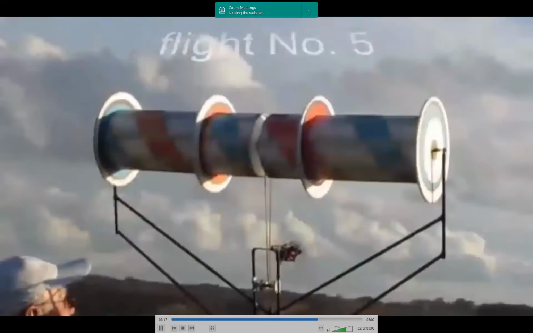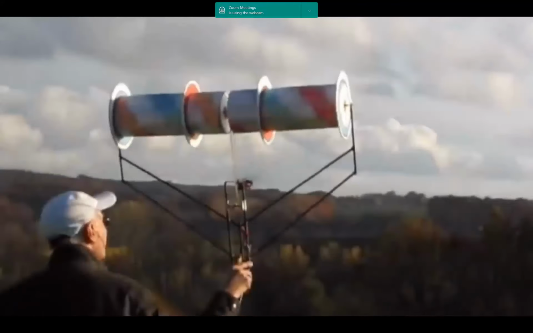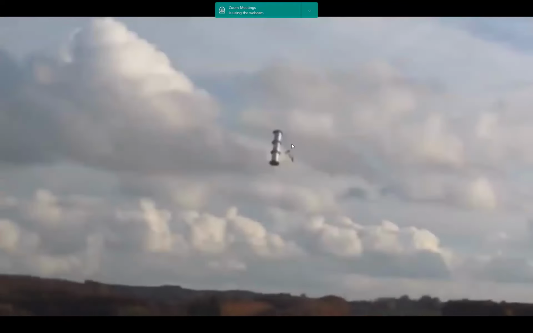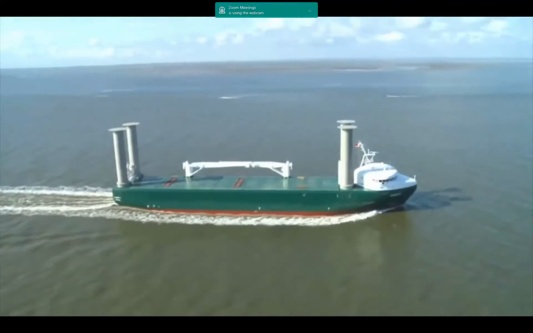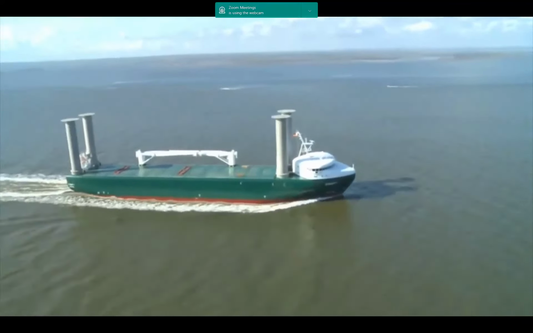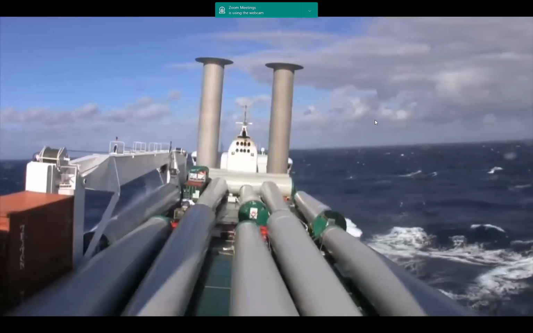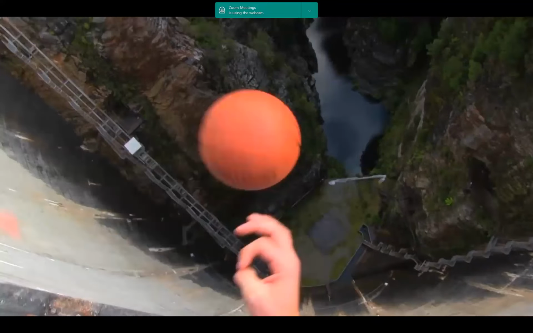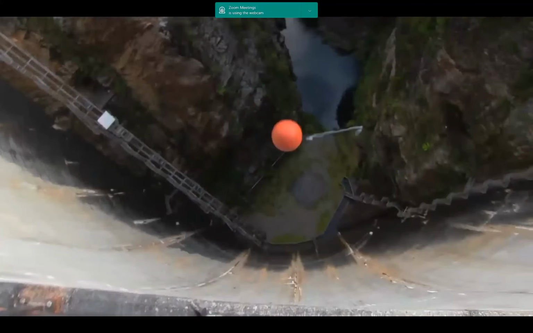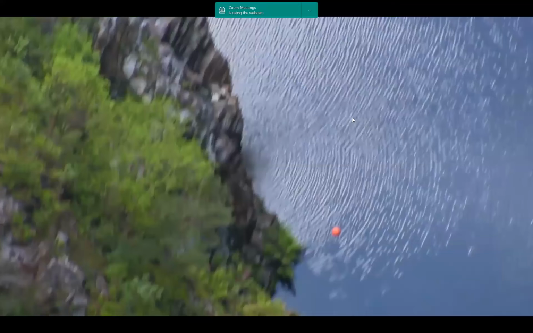Here is an experimental rotor wing aircraft which generates all its lift from spinning cylinders. And this is the E-Ship 1, which uses four spinning cylinders, that's four Flettner rotors, to increase its efficiency and reduce the amount of diesel it burns. So in the future, the Magnus effect may help more than just basketballs fly.